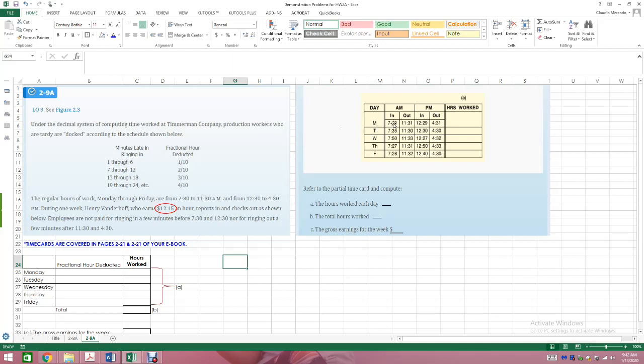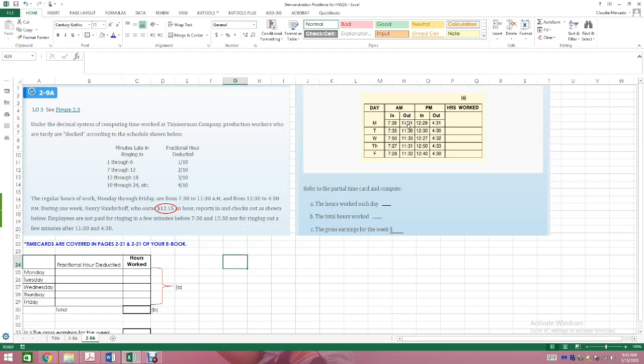On Monday, Henry clocked in at 7:28. It says here, employees are not paid for ringing in a few minutes before 7:30. So I'm not going to do anything with that. I'm going to assume he clocked in at 7:30. He doesn't get paid for those 2 minutes he clocked in early. Then he clocked out at 11:31. It says here, they're not paid for ringing out a few minutes after 11:30.